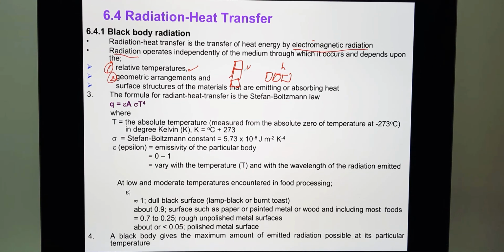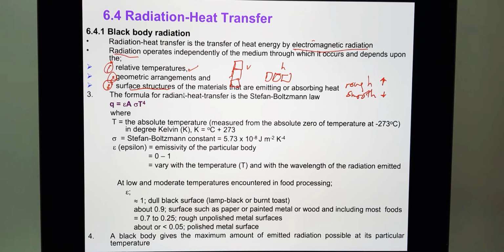So the arrangement of the food material in order for the radiation to pass through is very important when you want to have optimum radiation heat transfer. How the material is being arranged. Alright, and then the third one is the surface structure of the material that is emitting or absorbing the heat. The surface structure, for example, whether it is a rough surface or smooth surface. For a rough surface, basically it requires more radiation in order to heat up the food product. A smooth surface basically requires low energy of radiation.